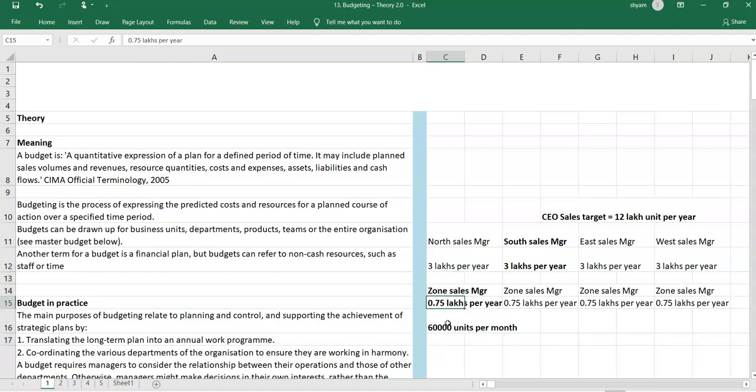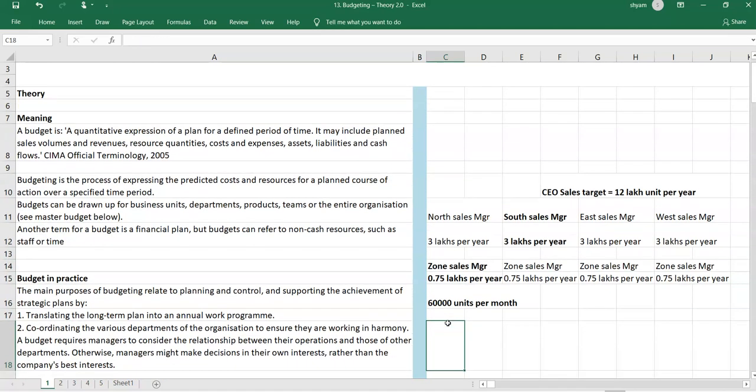So how are they going to sell? That is what their job is. We have broken the annual target of 12 lakh units into some regions, and these sales managers have subordinates called zone managers. These zone managers will then have their own targets. It's not that the zone managers will go and sell the 60,000 themselves. They might have a particular zone.